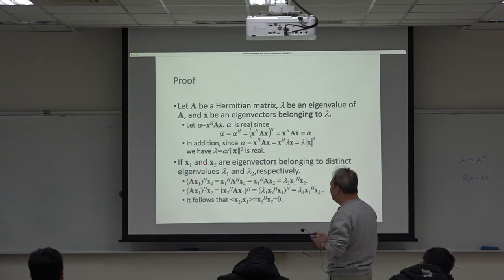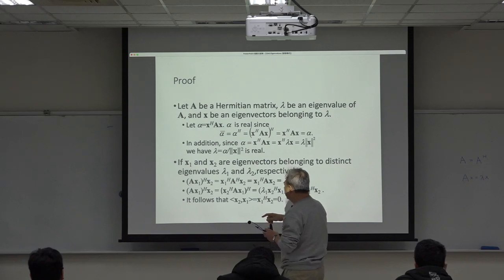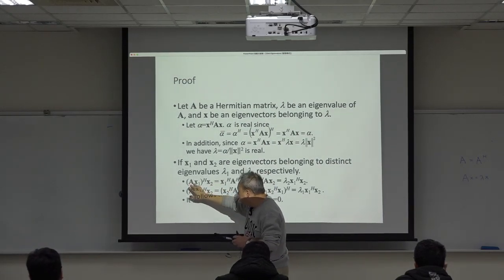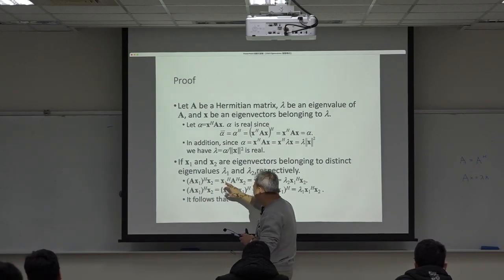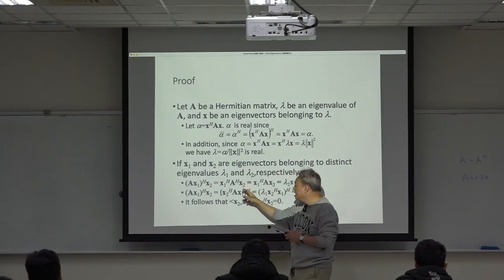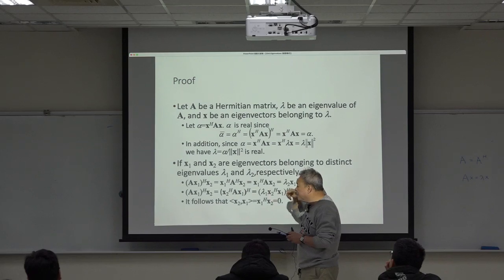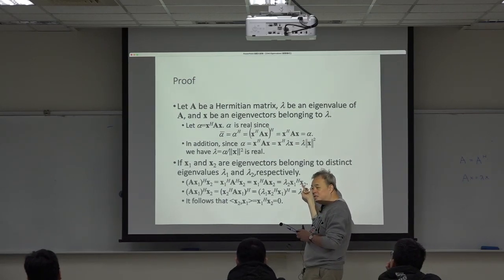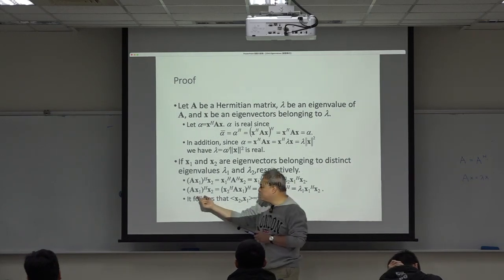So, if x1, x2 are eigenvectors belonging to distinct eigenvalues lambda 1, lambda 2, then we consider this: (Ax1)^H x2. If you apply H on this one, it becomes x1^H A^H x2, right? Because we know A is Hermitian, so A^H equals A. And Ax2 will be lambda 2 x2, so you can put lambda 2 in the front and get x1^H x2.